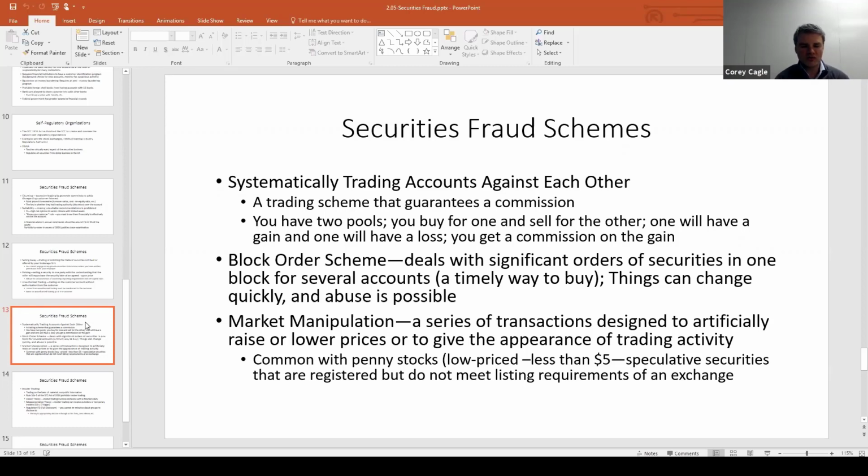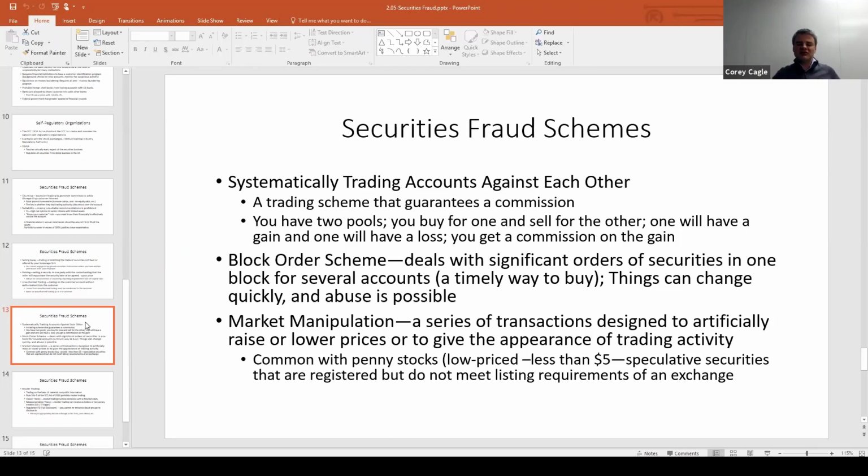A block order scheme is where you are having big orders of securities in a block for several accounts, which is fine. It's a good, timely way to buy stuff, but things can change very quickly and abuse can happen pretty quickly. So block orders, kind of a risky thing.